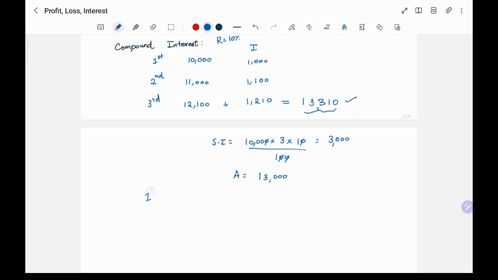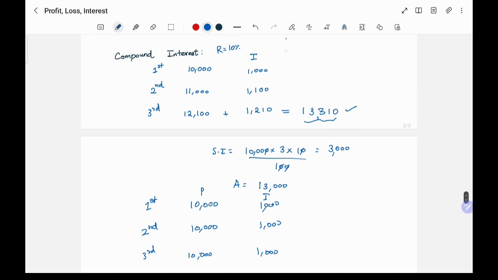So in simple interest, in each year, the principal is the same. Every year the principal is the same, and the interest then also becomes the same. However, in compound interest, in the first year, so this we are saying compounded annually.